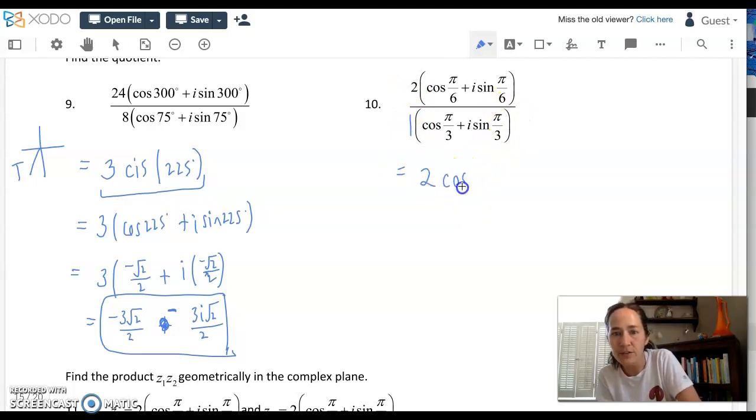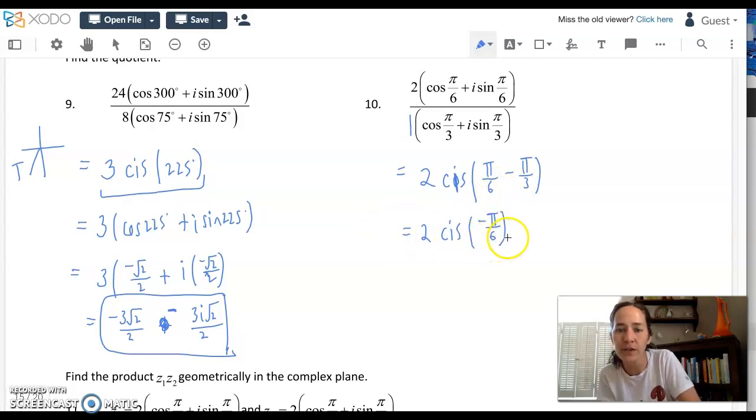And then we subtract the two thetas, this time in radians. So pi over 6 minus pi over 3 to get, and I should have said cis here, right? Cosine plus i sine. So 2 cis, this difference, which is negative pi over 6. So we're thinking quadrant 4 for negative pi over 6. And we'll write that out.